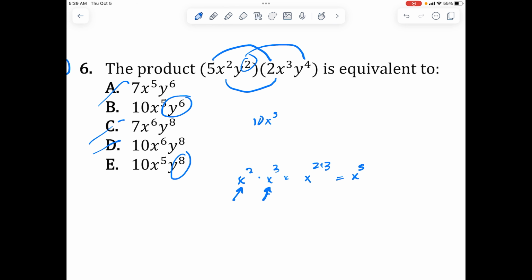So now we have 2 and 4. Again, make sure that you don't multiply the 2 and the 4. Here you're going to do y to the second times y to the fourth is equal to y to the 2 times 4? No. It's going to be equal to y to the 2 plus 4, which is y to the sixth. Okay, so make sure you don't mix up the multiplication and addition.